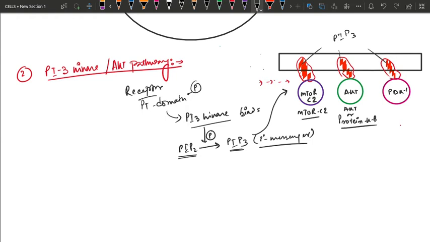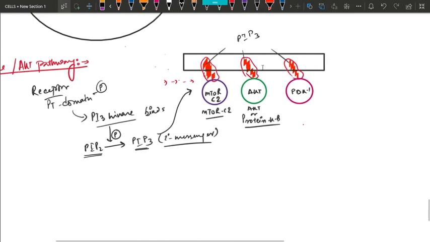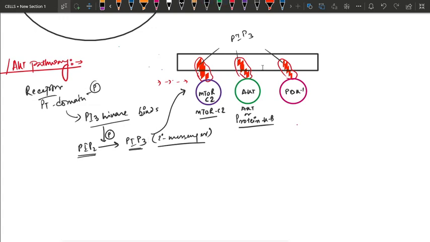So from here we are going to this area. Now what is actually happening? We can see that these different types of proteins are binding to this PIP3. Very good. Now what happens? This mTORC2 as well as this PDK1 phosphorylate this AKT, and then this phosphorylated AKT becomes active.